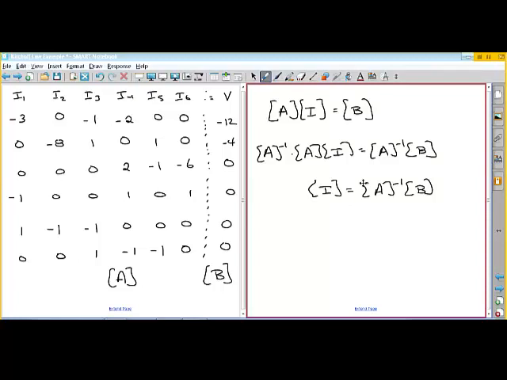0, -8, 1, 0, 1, 0. Go to the next. 0, 0, 0, 2, -1, -6, -1, 0, 0, 1, 0, 1, and the next row, which is 1, -1, -1, 0, 0, 0. And you go to the final row, 0, 0, 1, -1, -1, 0. Okay, so that is the A matrix.